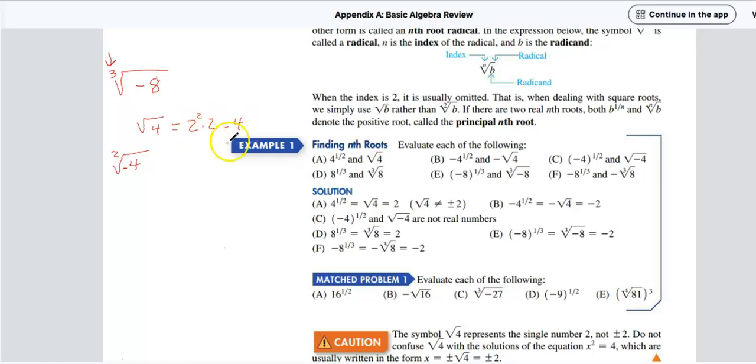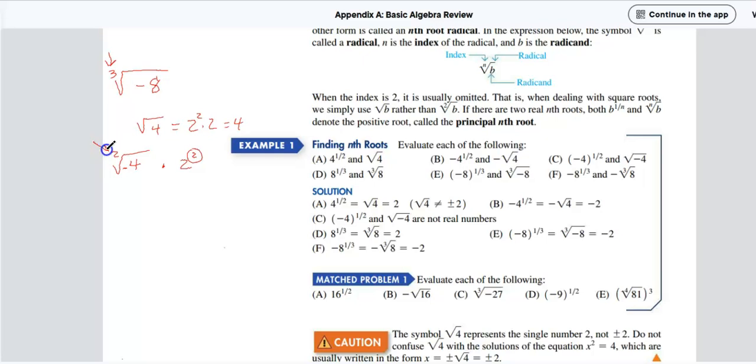Okay, so 2 times 2 equals 4. So the square root of 4 is 2. They go back and forth. However, for the negative 4, I don't have something that I can multiply times itself. In other words, 2 squared cannot equal a negative, because when I'm squaring it, or it's an even number, it's always going to come out positive.